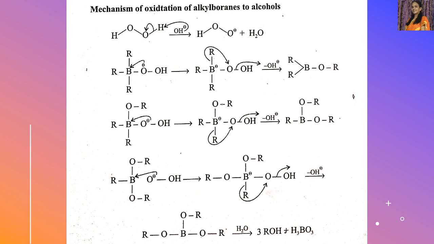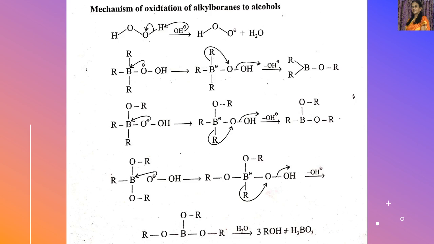Once again, we will get such type of ion where boron suffers with a negative charge. Then what happens? This R, one of the alkyl groups, gets migrated to oxygen and OH minus is lost. Once again, we will get this. In this, only one R-O-B bond is present. Here, R-O-B: this is alkyl group, this is oxygen, and this is boron. Another bond is also formed in this.